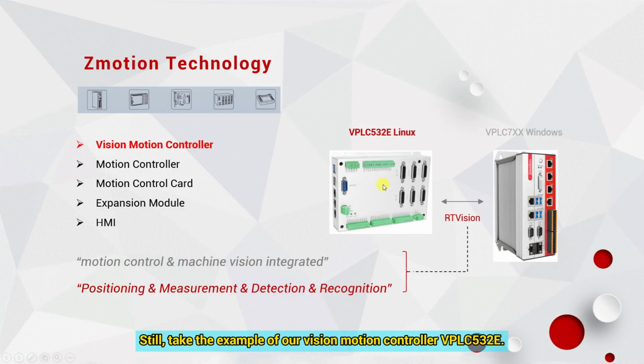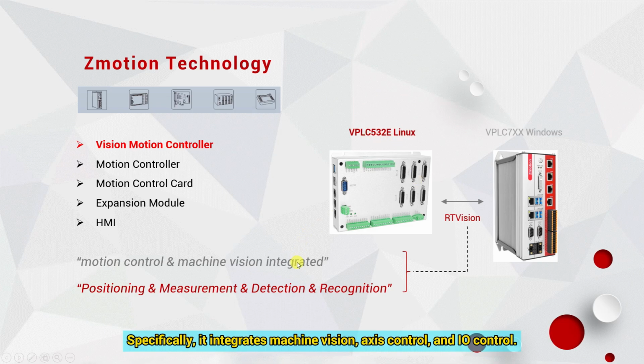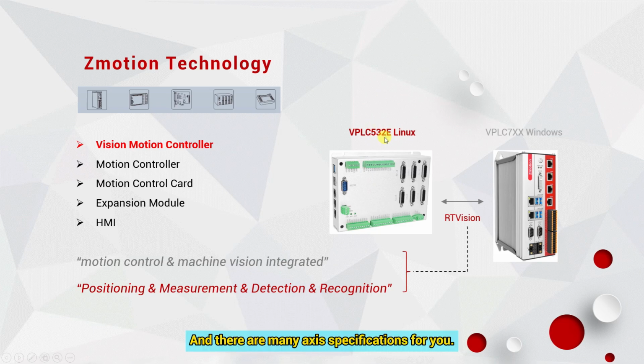Still, take the example of our Vision Motion Controller VPLC532E. VPLC532E is our Linux EtherCAT Vision Motion Controller. Specifically, it integrates machine vision, axis control, and I/O control. For axis control, it can be up to 32 axes, and there are many axis specifications for you. For this lesson series, its vision algorithm is mainly talked about.